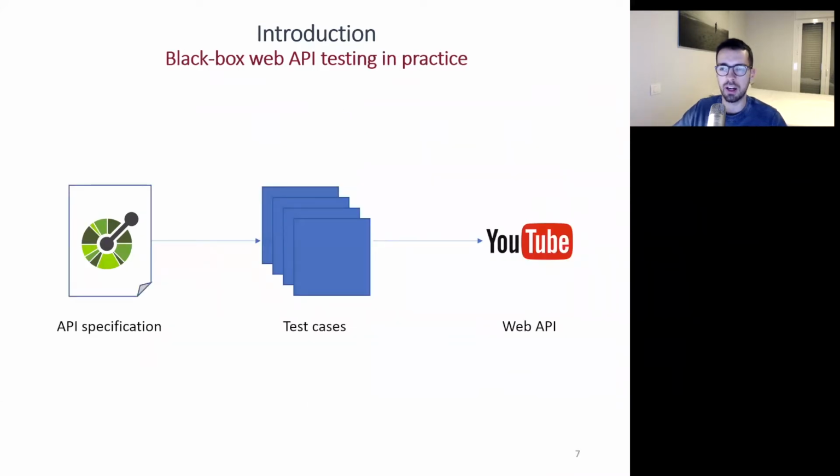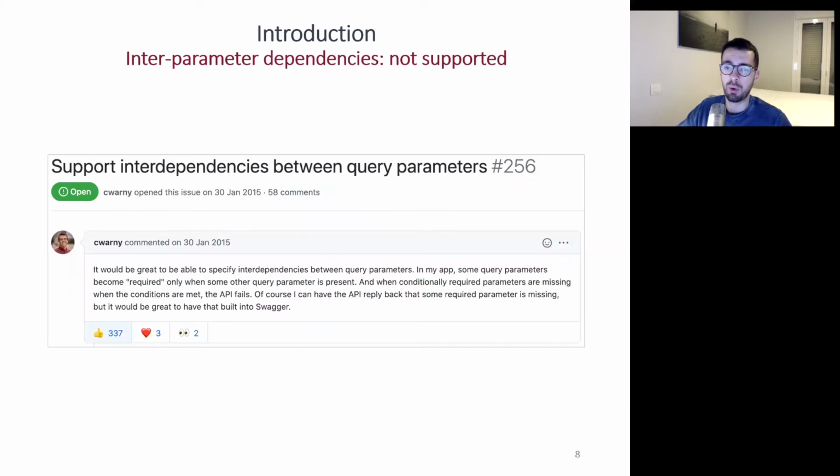So thanks to this, there have been so many approaches in the last years for automating black box web API testing in practice. So basically what you're doing here is you're taking the OpenAPI specification of the API under test. Based on it, you are generating test cases for the web API, and you're sending those HTTP requests to the web API, for example, the YouTube API. But the problem is still the same in here, and that is that interparameter dependencies are not supported in any web API specification language, including the OpenAPI specification.